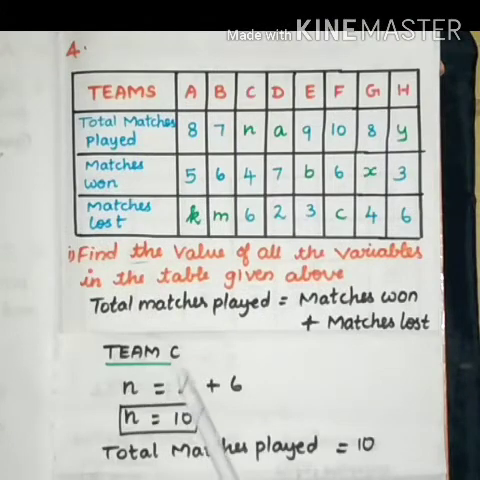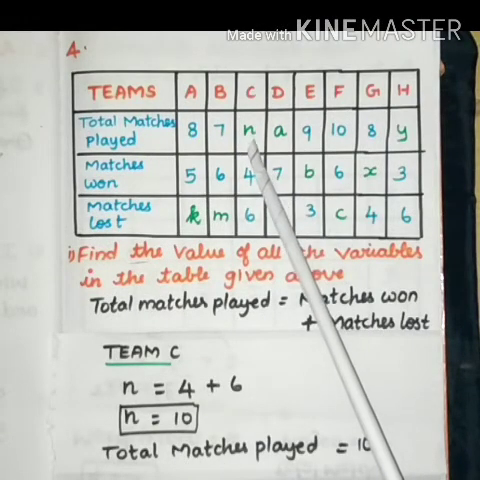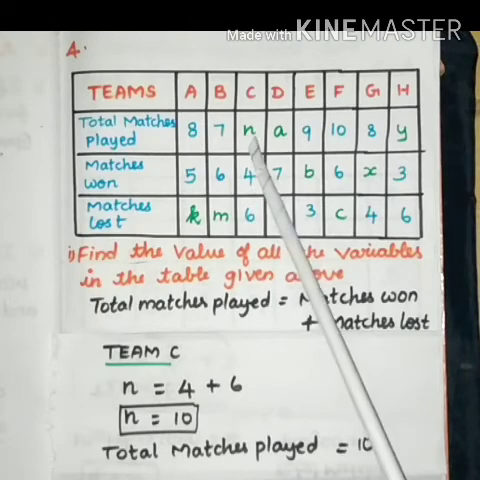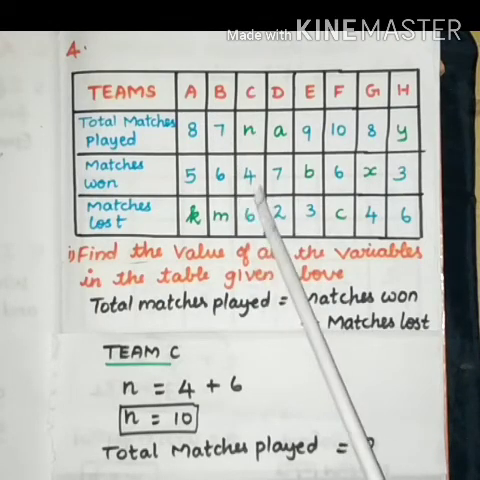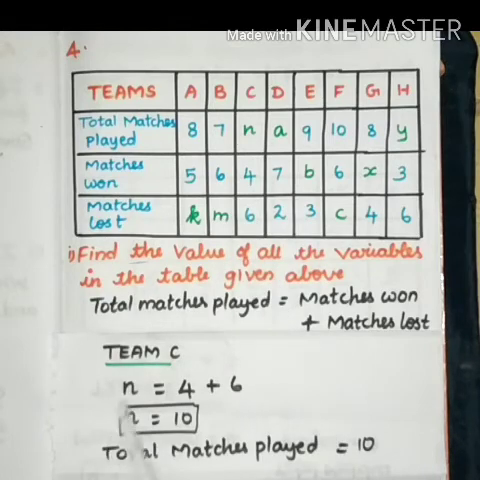Next is team C. Total matches played is not given, that is variable N. Matches won is 4. Matches lost is 6. Total matches equals N. Matches won is 4. Matches lost is 6. So we can easily find the unknown variable N, that is 4 plus 6 equals 10. N value is 10. Total matches played equals 10. Here we no need to change the constant value to the left hand side. 4 plus 6 is 10.